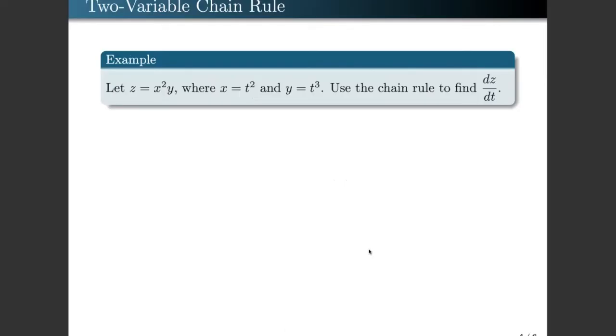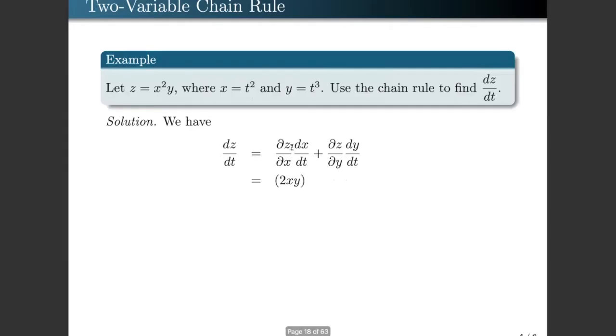Let's look at an example, shall we? Let z equals x squared y, where x equals t squared and y equals t cubed. Use the chain rule to find the derivative of z with respect to t. So recall our formula for the chain rule over here. Now, we take the partial of z with respect to x. In this case, that's 2xy. We multiply that with the derivative of x with respect to t. In this case, equal to t squared, 2t. Then plus the partial of z with respect to y, which is x squared, times the derivative of y with respect to t, which is 3t squared.